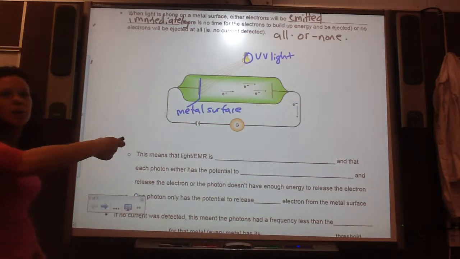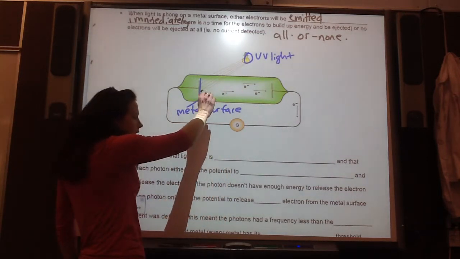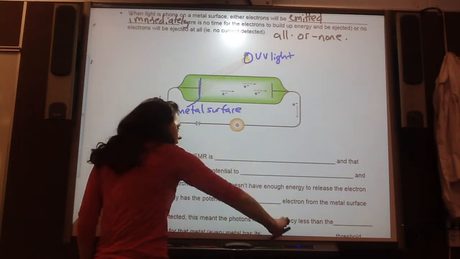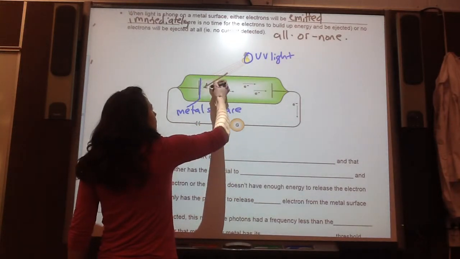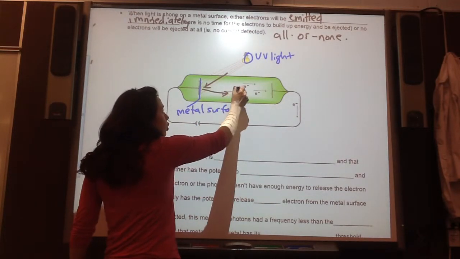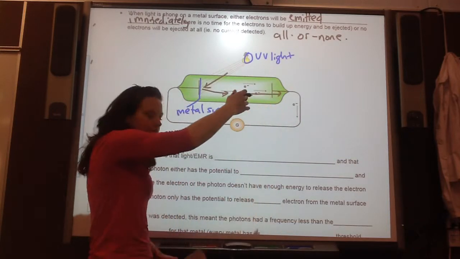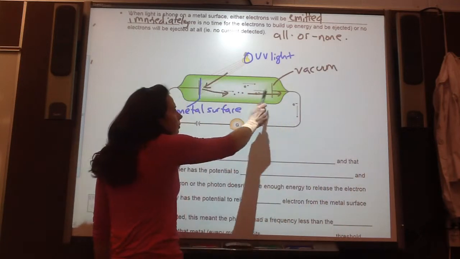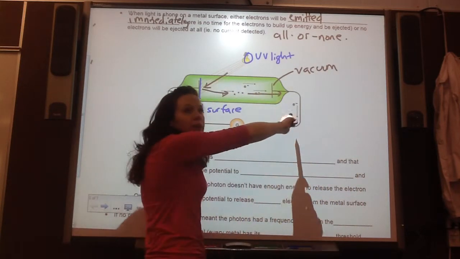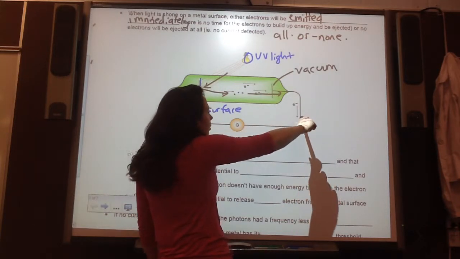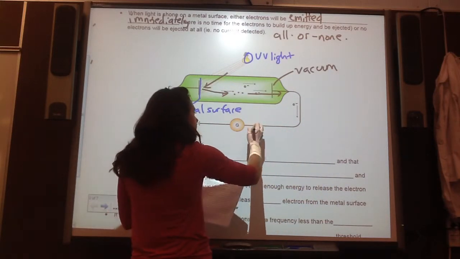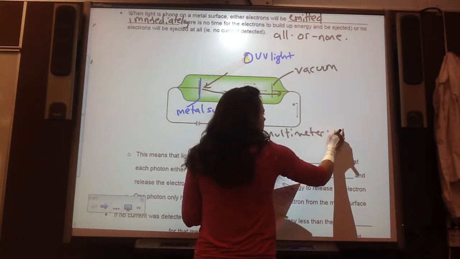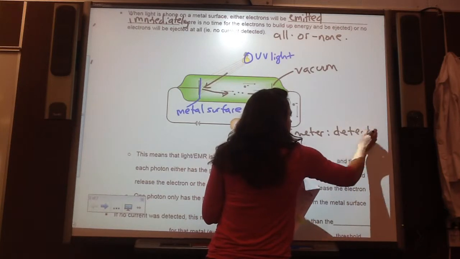So if UV light comes in, hits this metal surface, and electrons bounce off, think about the momentum coming in this way and bouncing off this way. The electrons are traveling through this tube, which is like a vacuum. Now if there's a wire here, they will travel through the wire, and this is called a multimeter, and it will detect current.